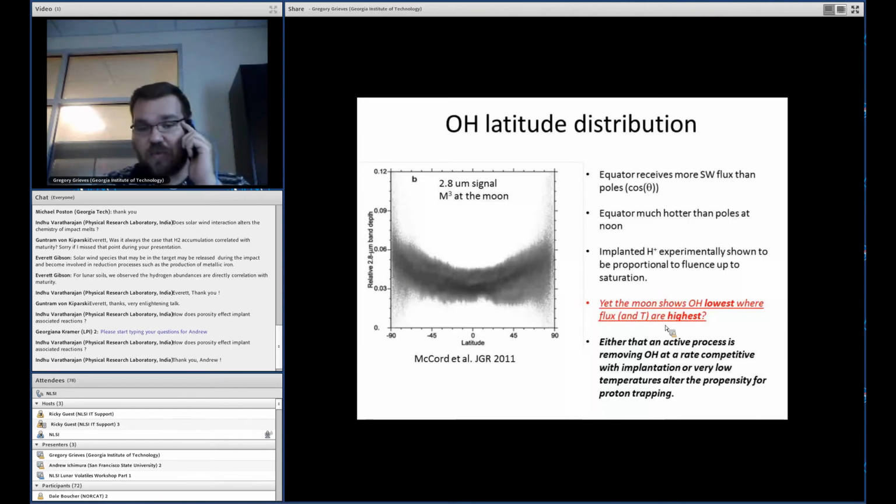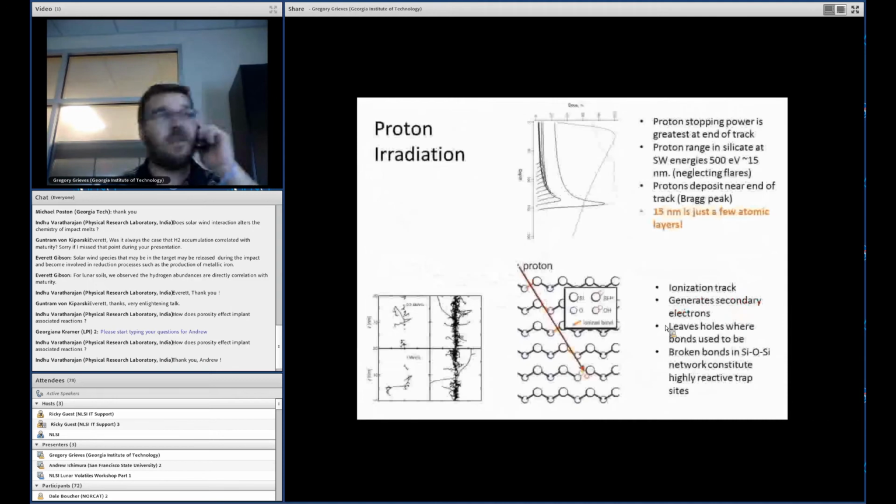Experiments have shown that proton implantation is proportional to fluence up to saturation, but yet the moon shows OH lowest where flux and temperature are highest. This suggests that either an active process is removing OH at a rate competitive with implantation, or there's some other thermal effect in the material that's affecting the propensity for proton trapping.